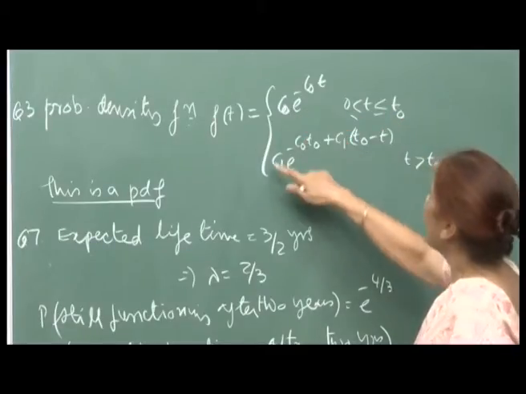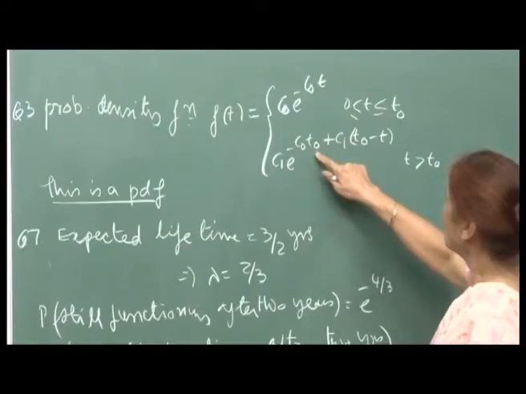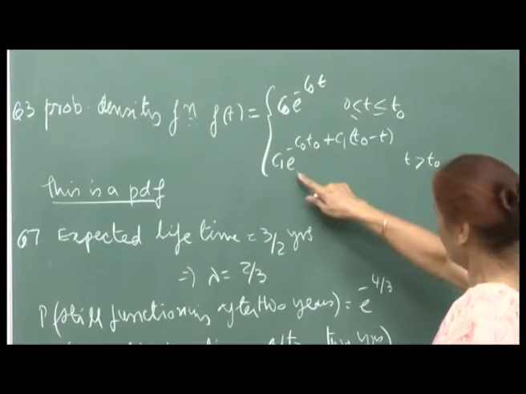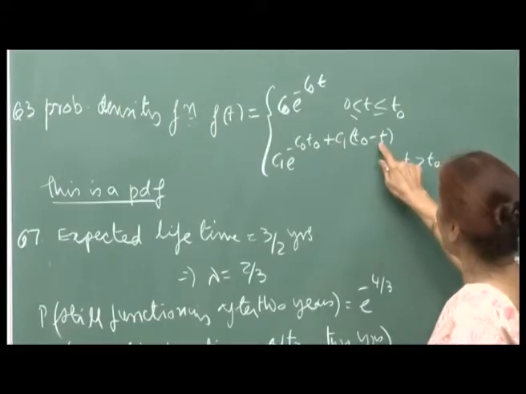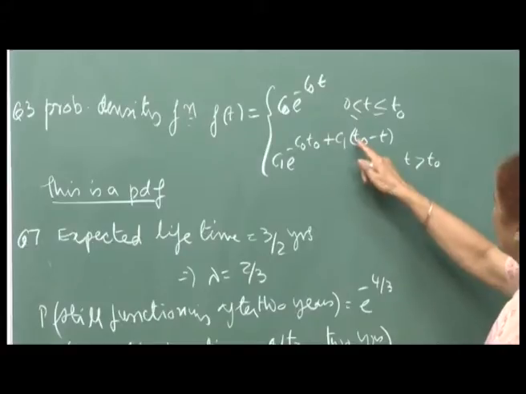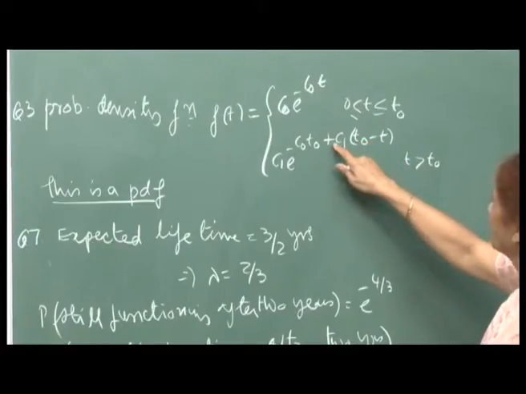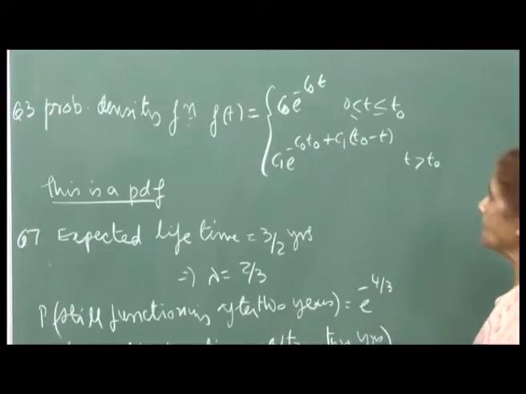and for t greater than t naught, it will be C 1 e raised to minus C naught t naught plus, so this is e raised to, and then you see C 1 times t naught minus t. Since t is greater than t naught, when you write it as t minus t naught, then it will be minus here. So, anyway, this will be the probability density function.